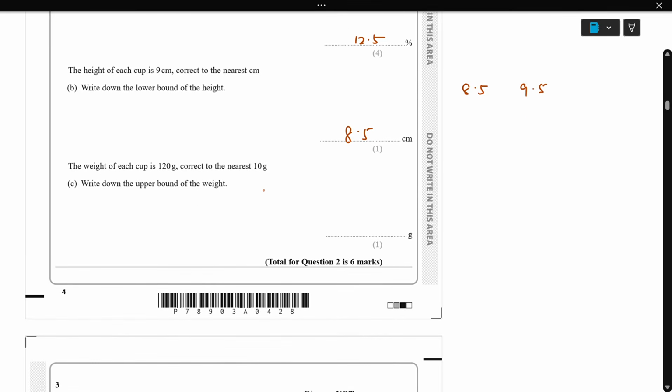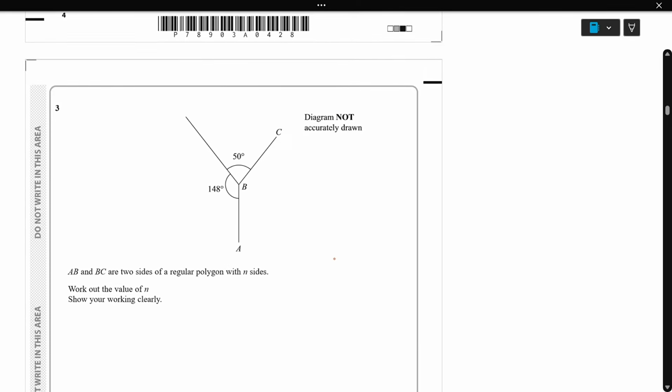Okay, next, the mass of each cup is 120 grams, correct to the nearest 10 grams. Write down the upper bound. So nearest 10 grams, make it half, 5 grams up and 5 grams down. So the upper bound is going to be 125 and the lower bound is going to be 115. So the upper bound is 125 grams.